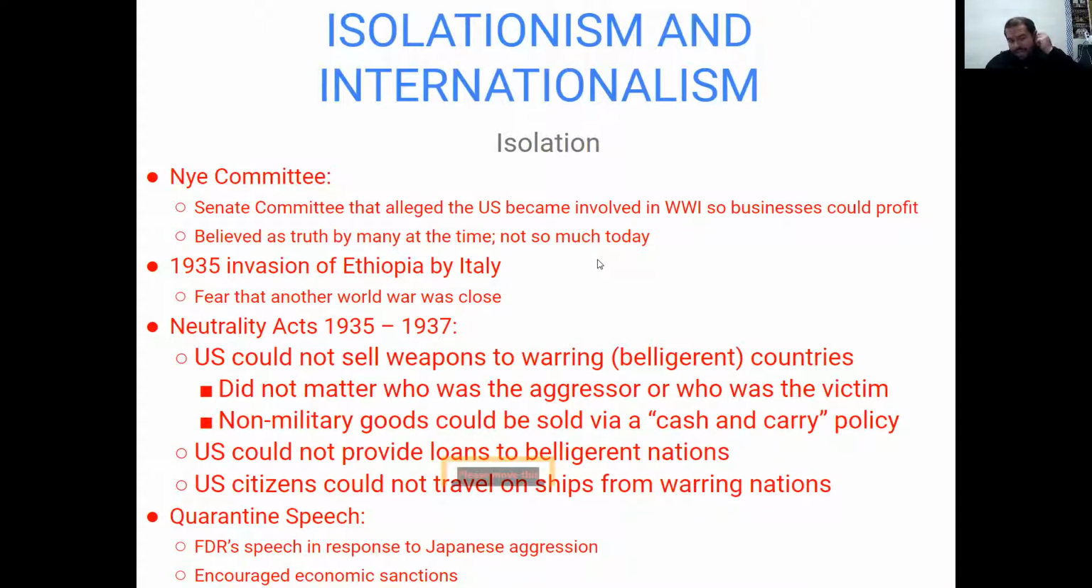And then you have FDR's Quarantine Speech. Quarantine means something different nowadays. Oh, man. Anyways, FDR's speech was in response to Japanese aggression out in the Pacific, and they're going to encourage economic sanctions on Japan.